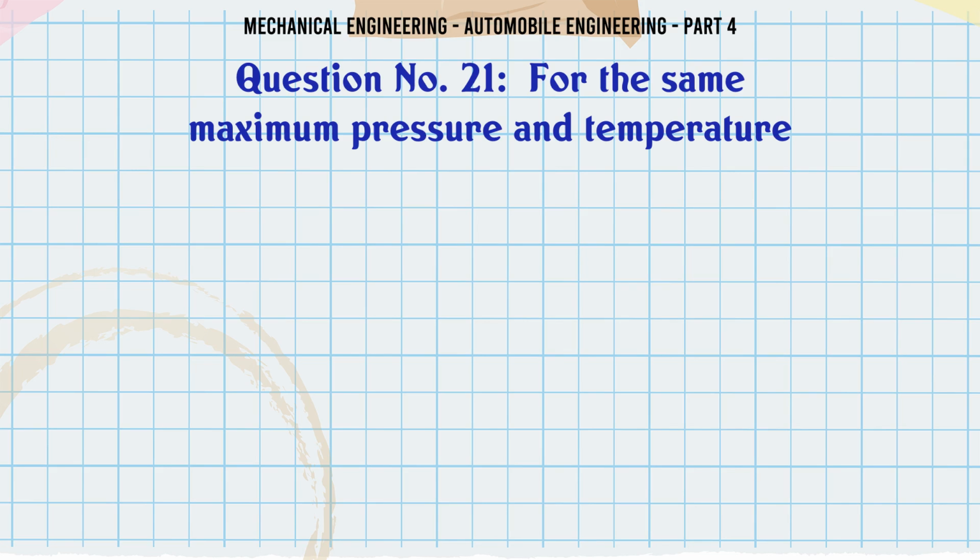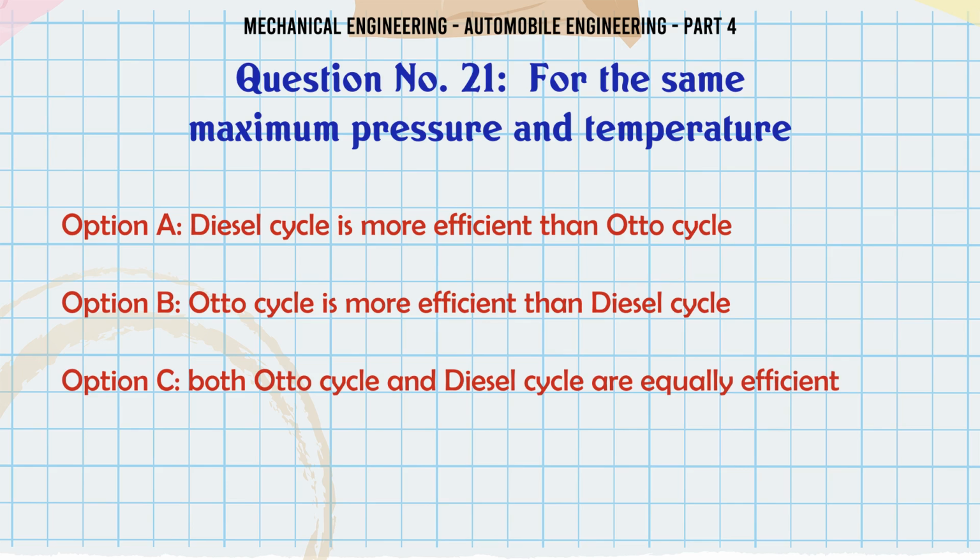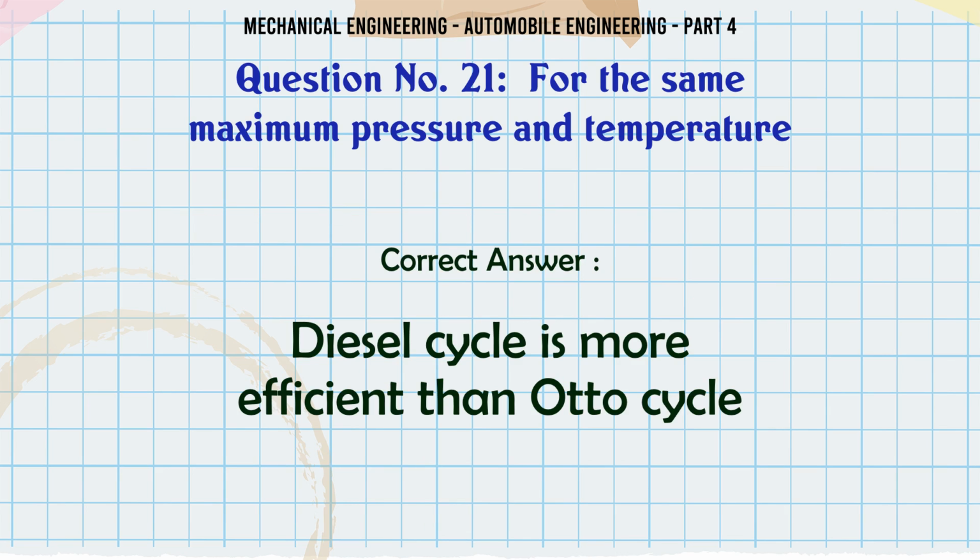For the same maximum pressure and temperature: A. diesel cycle is more efficient than Otto cycle, B. Otto cycle is more efficient than diesel cycle, C. both Otto cycle and diesel cycle are equally efficient, D. none of the above. The correct answer is diesel cycle is more efficient than Otto cycle.